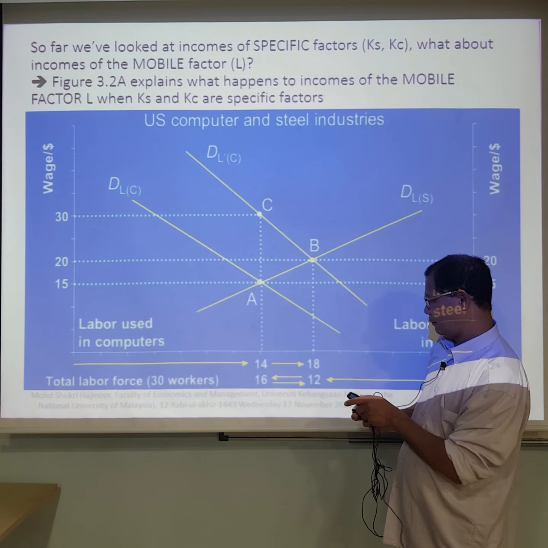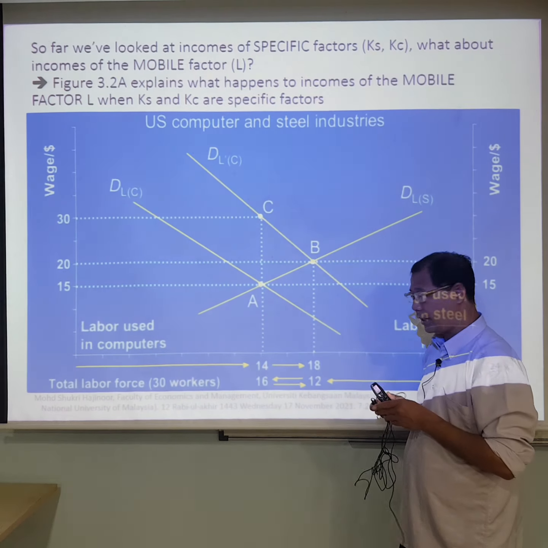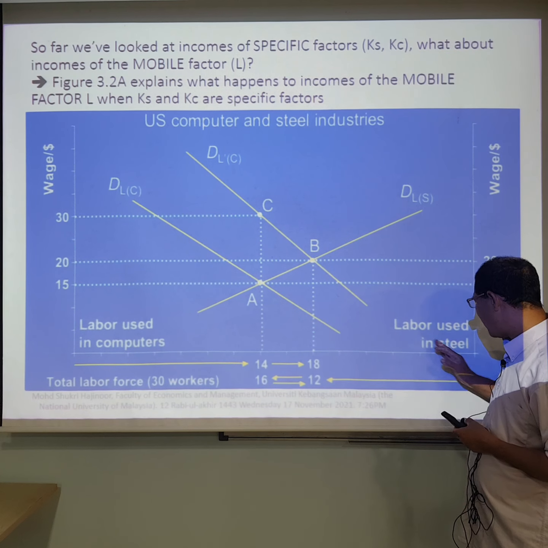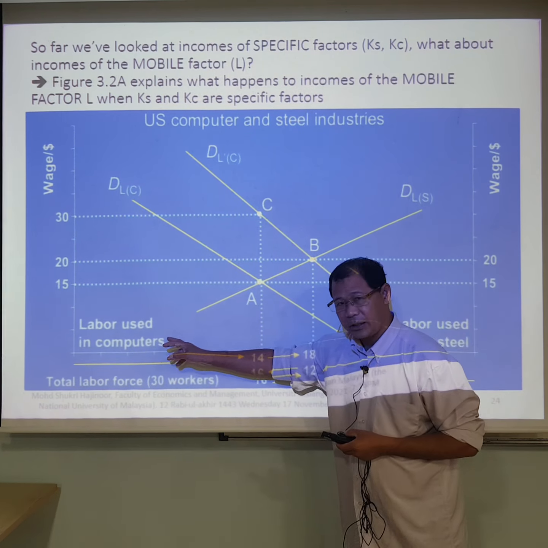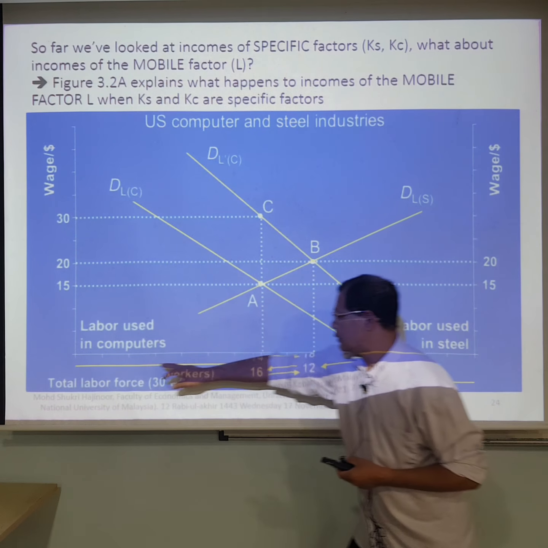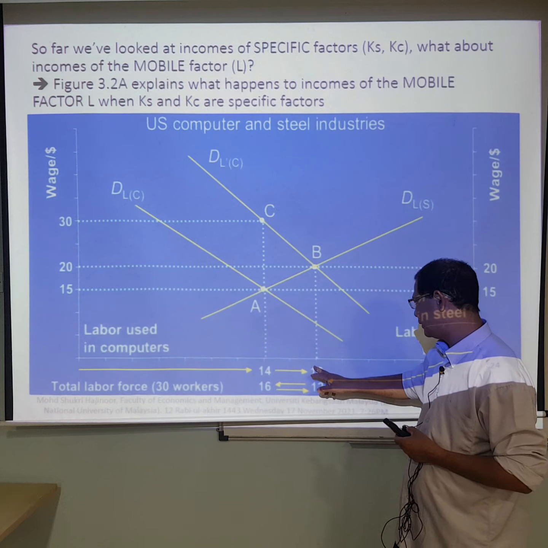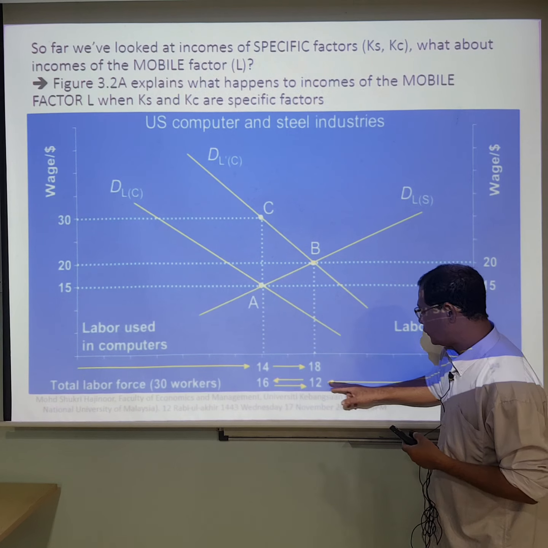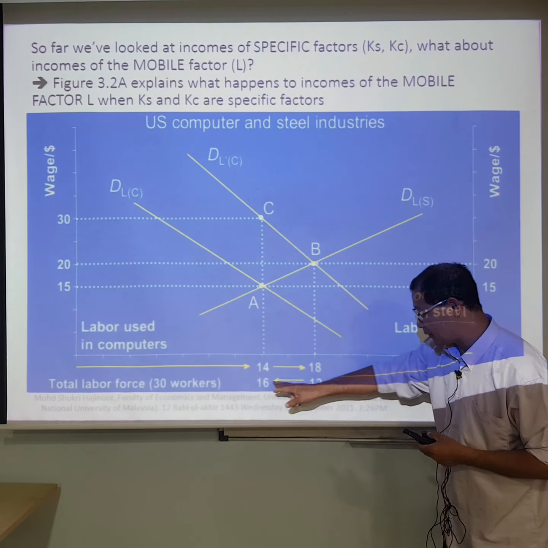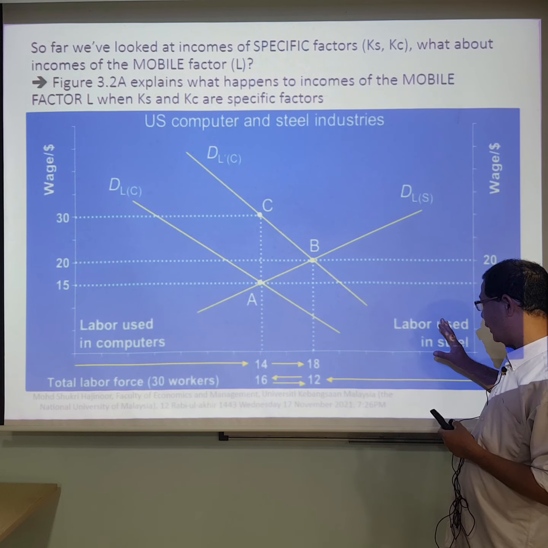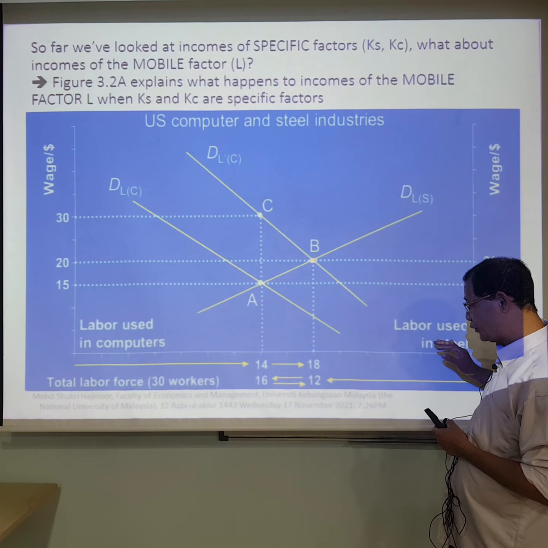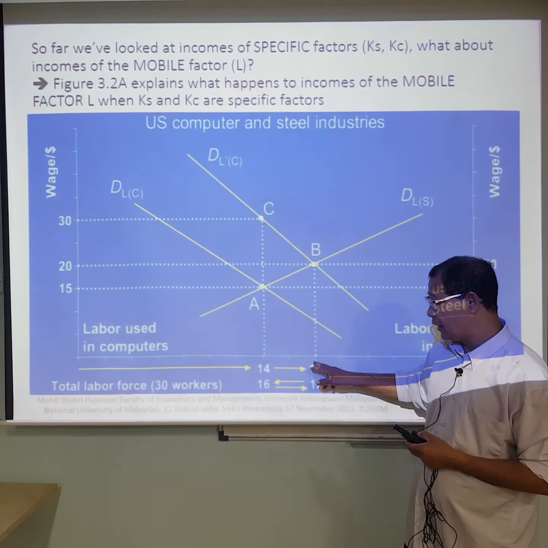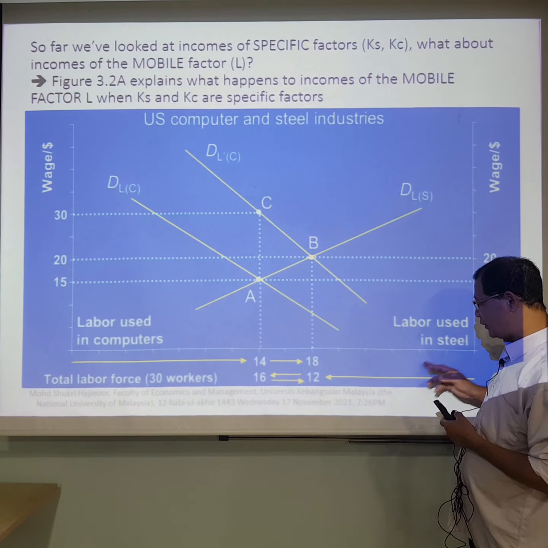So accordingly, on the horizontal bar here, labor moves out from steel going to the computer industry. As a result, there's going to be 18 here, whereas this is going to be shorter, 12, previously 16. So it shows here that labor has moved from the steel industry to the computer industry. Now from 14, 18 workers are now working in the computer industry, whereas in the steel industry now only 12 workers.